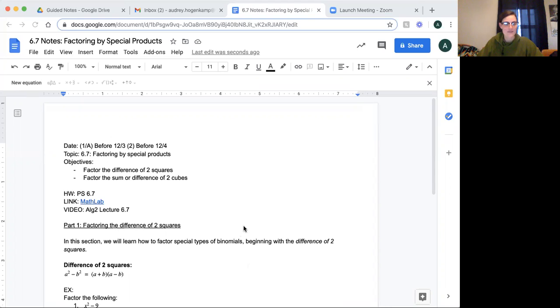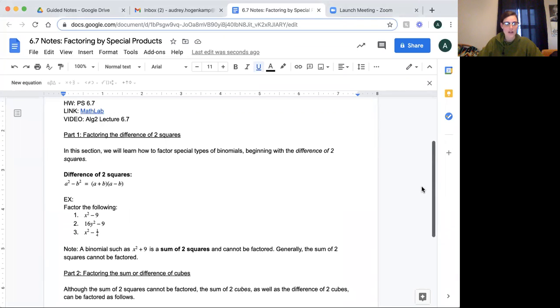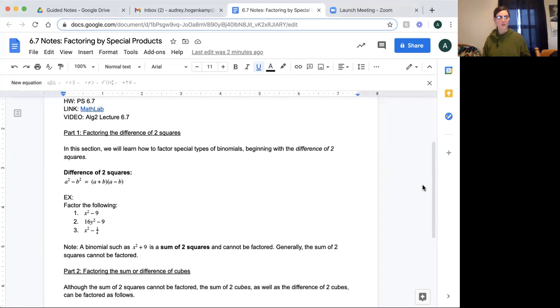So part one is factoring the difference of two squares. In this section, we will learn how to factor special types of binomials, beginning with the difference of two squares. The difference of two squares is defined as a squared minus b squared, and that can be factored into a plus b times a minus b.